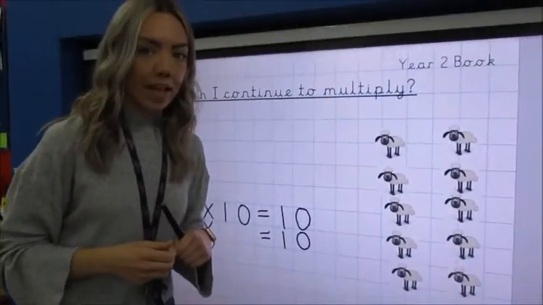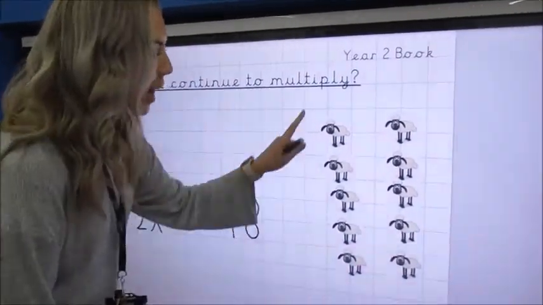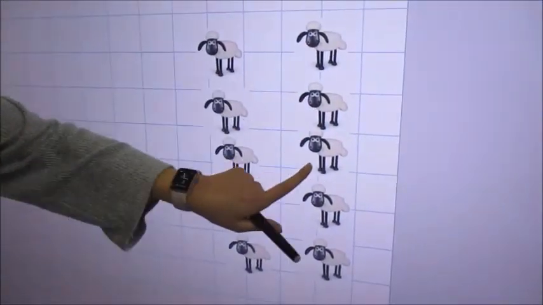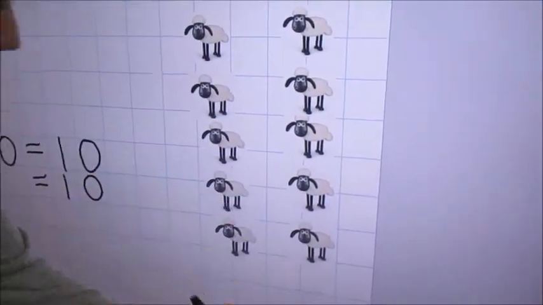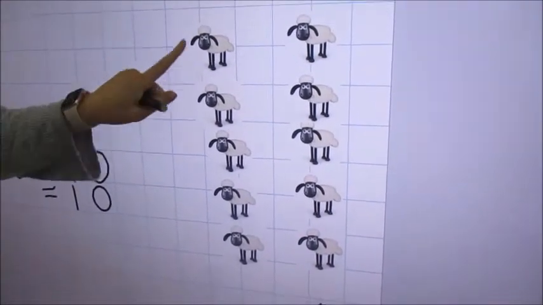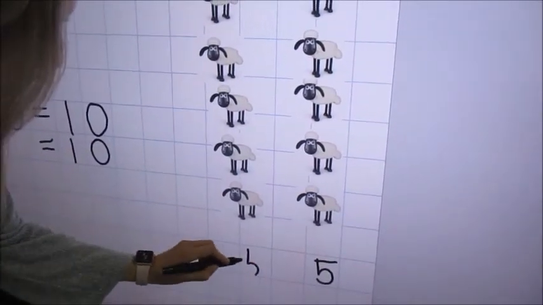That means they've got the same. Otherwise, it's not a multiple. So, let's count in each group and see if we've got the same amount. 1, 2, 3, 4, 5. So I've got 5 here. Okay. 1, 2, 3, 4, 5. And I've got 5 here.